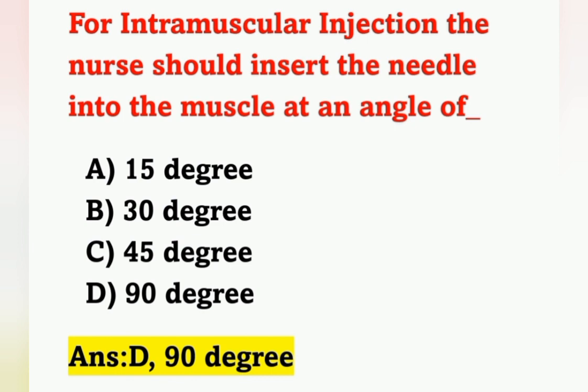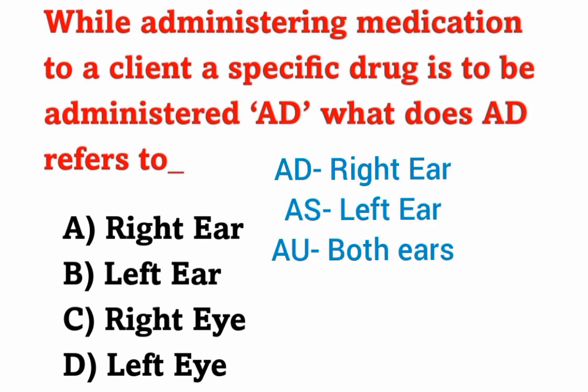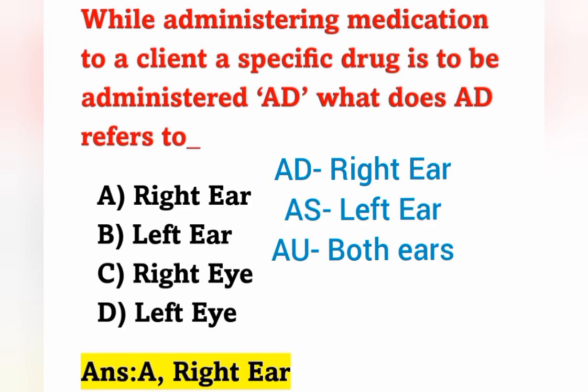The next question. While administering medication to a client, a specific drug is to be administered AD. What does AD refer to? Options: option A right ear, option B left ear, option C right eye, option D left eye. The abbreviation AD means right ear. Option A is the correct answer. Abbreviation AD means right ear, AS means left ear. OD means right eye, OS means left eye.